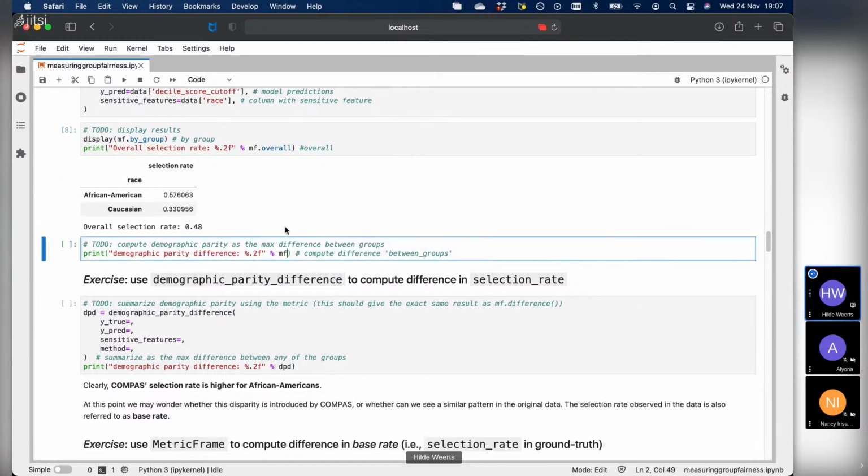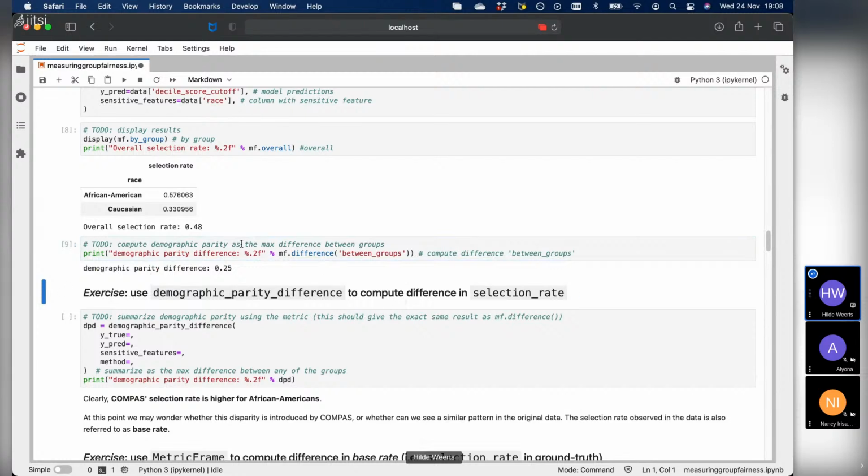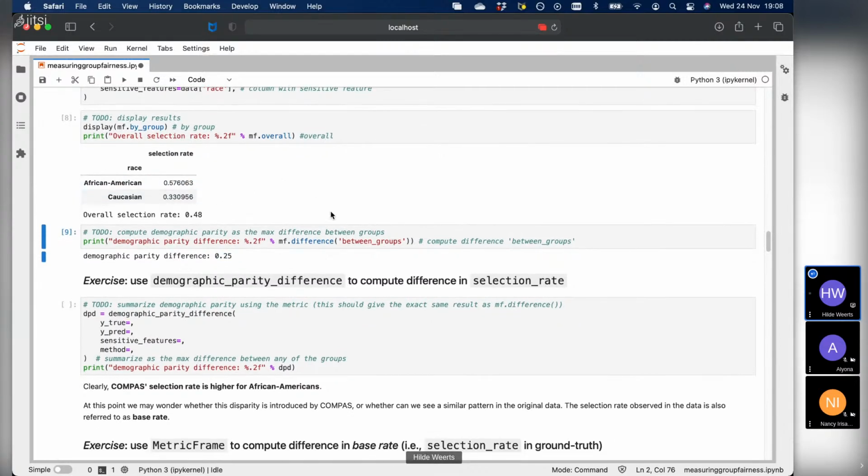So we can use MetricFrame.difference, and what this does is compute the difference, and you can choose whether you want to compute the difference compared to the overall or between different groups. Here I'm going to go for between groups. And then we can see that the demographic parity difference, so the difference in selection rate, is 0.25, which is what we would expect here.